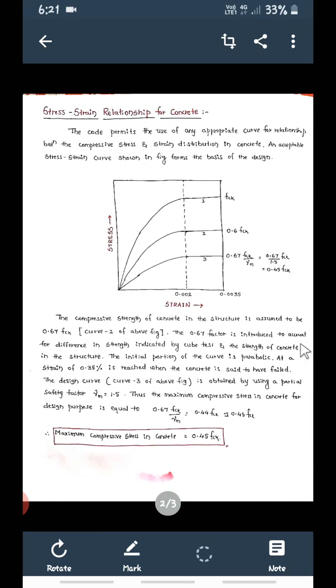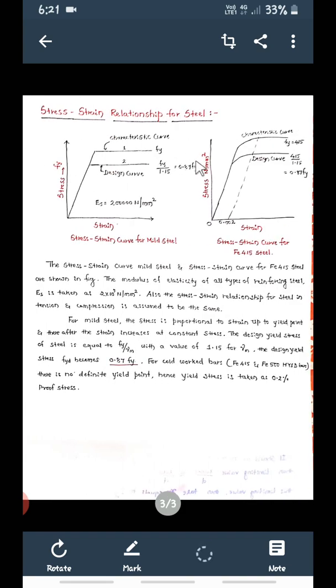Just like this, 0.45 FCK is the stress in concrete at the time of failure. So 0.87 Fy will be the maximum stress in the steel bar at the time of failure. Okay, similarly this is for Fe415 or the same for Fe500 grade steel. The stress strain curves for mild steel and for Fe415 steel are shown in the figure. The modulus of elasticity of all types of reinforcing steel, capital Es, is equal to 2 into 10 raised to 5 Newton per mm square, that is Young's modulus of steel.